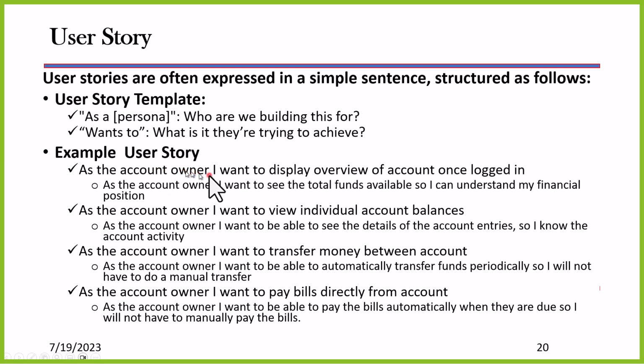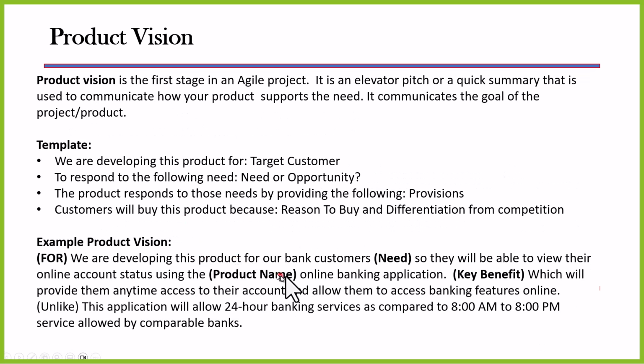So as the account owner, I want to display overview of the account once logged in. That's a user story. As the account owner, I want to see the total funds available so I can understand my financial position. So we're very explicit as to what the user story is going to address. And you can see there are several other user stories identified here as well. Now, if I go back to the product vision, you could take each one of those user stories and tie it right back in to the product vision itself.